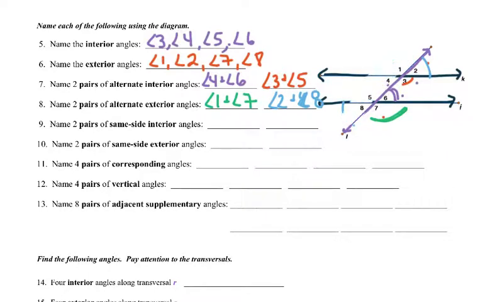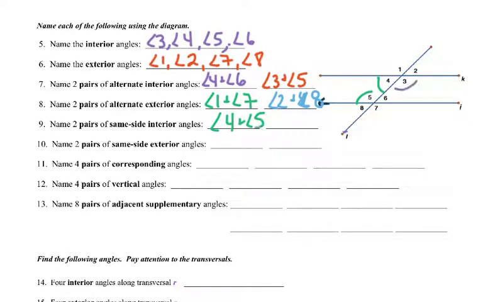Then when I go to same side interior, I'm just going to erase it and start over here. So same side interior on the same side on the inside would be angle 4 and angle 5. And on the other side, angle 3 and angle 6. Similarly, same side exterior would be angle 1 and angle 8. And then on the other side, angles 2 and 7. Same side interior, same side exterior.